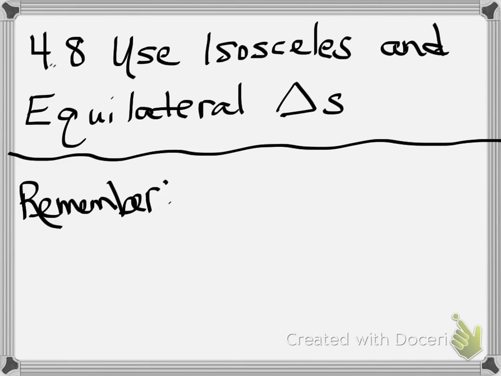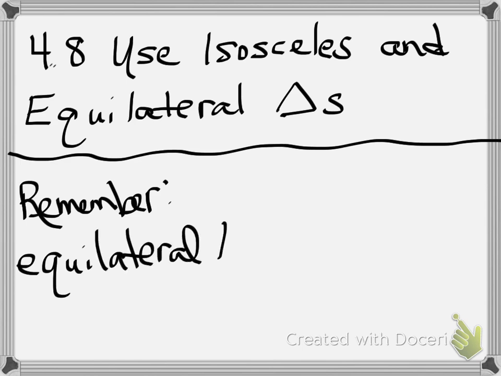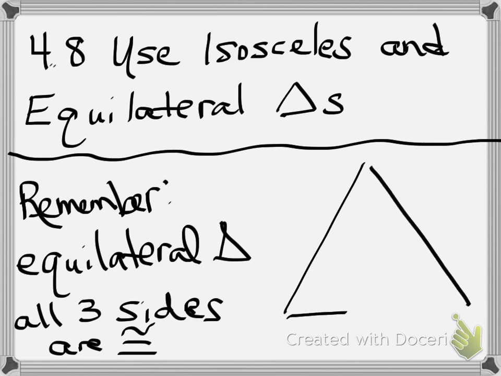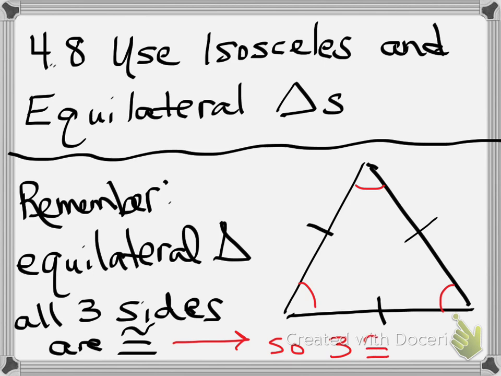So remember, equilateral triangles. Remember what lateral means? Sides. This means all the sides are equal. All three sides are congruent. So if you have a triangle and all three sides are marked the same, then we actually know that all three angles would be the same. If three sides are congruent, immediately the three angles are congruent. So, three congruent angles.